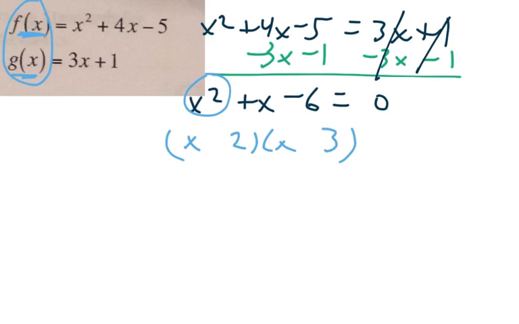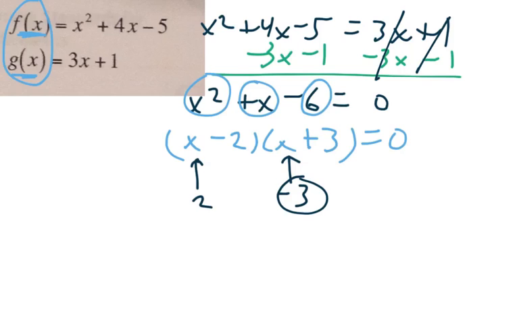2 times 3 is 6. How do I get a plus 1? Well, that's a positive 3 minus 2, isn't it? Yeah, so I have it factored. It's equal to 0. So I hope you realize that that right there has got to be a 2. And that right there, what plus 3 is 0, is negative 3.